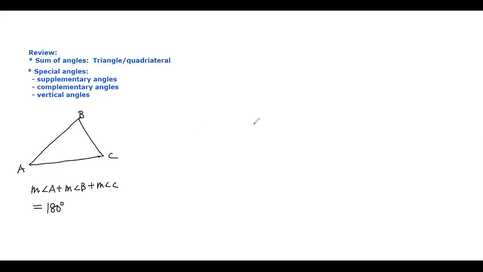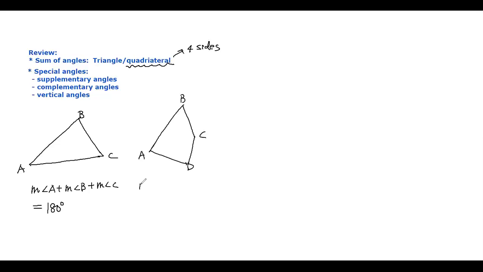How about the quadrilateral? A quadrilateral is just a four-sided shape. For the quadrilateral here, it doesn't have to be a square. Okay, so for A, B, C, D here, if this is a quadrilateral, that means it has four sides. It doesn't have to be a square, doesn't have to be a rectangle.